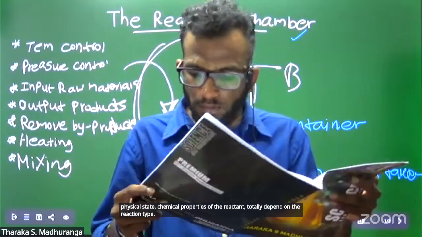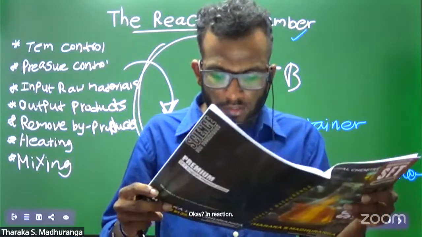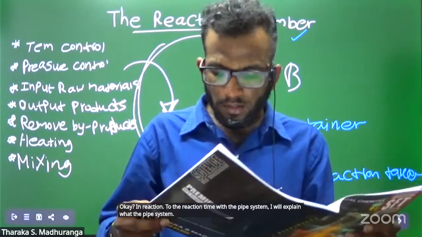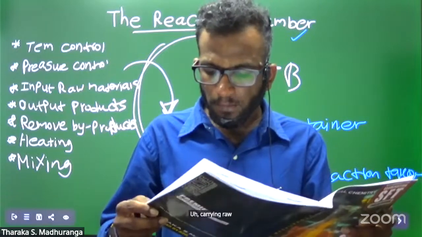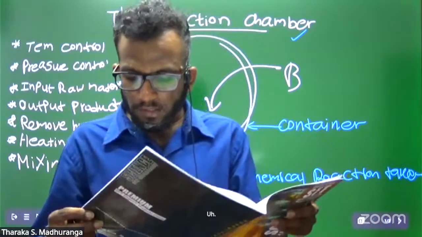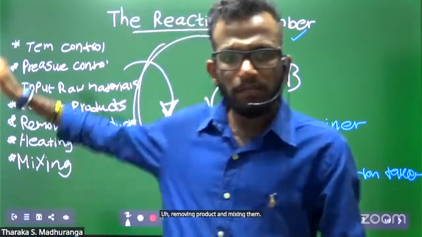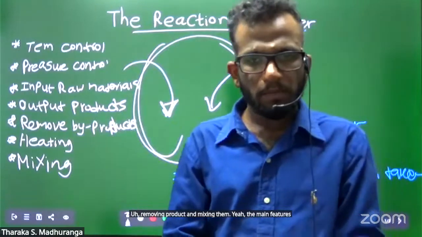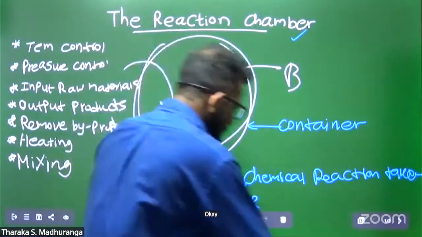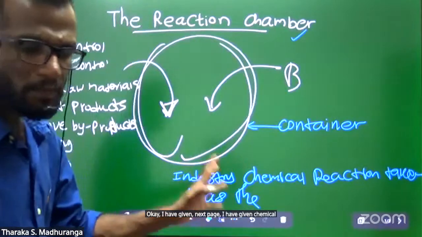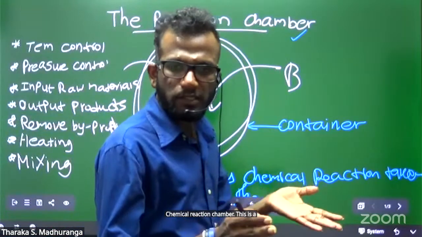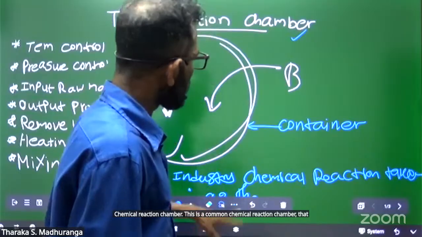Okay. In relation to the reaction chamber, I will explain the pipe system: carrying raw materials, removing byproducts and removing product, and mixing. They are the main features we require in a chemical reaction chamber. On the next page, I have given a chemical reaction chamber. This is a common chemical reaction chamber. You need to understand it that way.